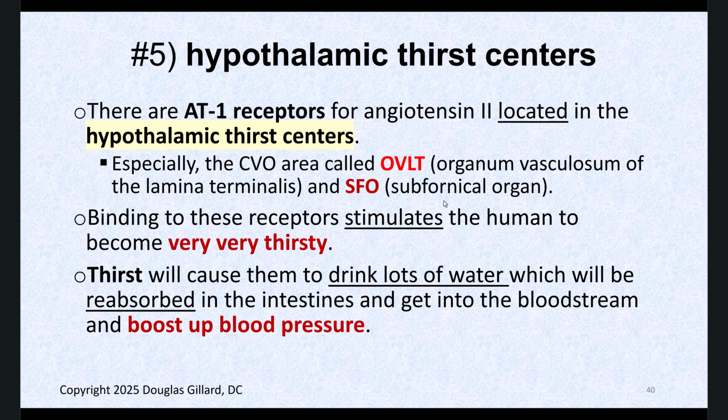What's the nucleus of that? What's the big deal with that? The CVO, circumventricular organ. There's one called, we know this already, it's the same ones, OVLT and the SFO, subfornical organ, organum vasculosum of the lamina terminalis, OVLT, thirst center. And it binds and stimulates it and makes you thirsty. It's a little more complicated than that, but that's good enough for us. And if you're thirsty, you will drink water. And if you drink water, that's going to be reabsorbed in the intestines and get right into your bloodstream and immediately boost up pressure.